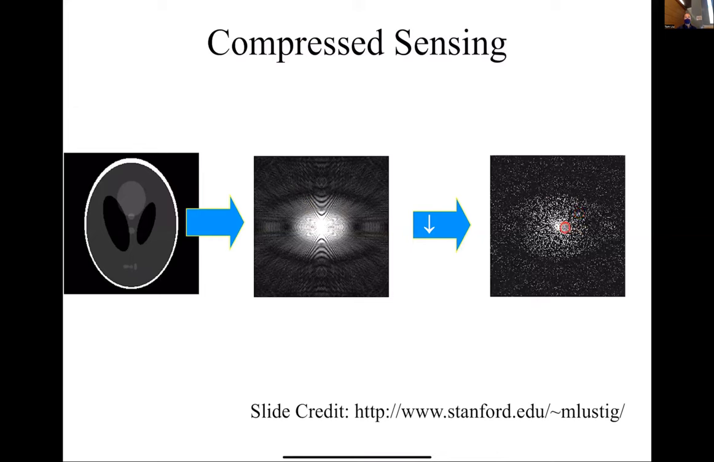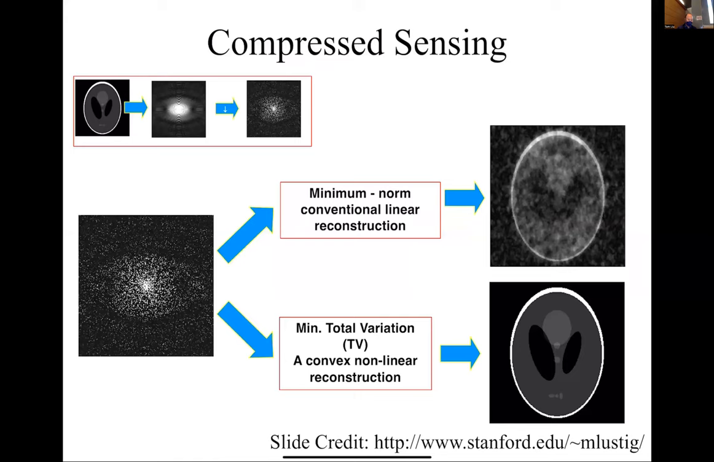This doesn't seem like it satisfies any Nyquist condition, right? And it's sort of random, right? So how would you do anything with this? If I do a typical reconstruction where I don't make any assumptions about my data or what my image looks like, I get something really terrible, right?